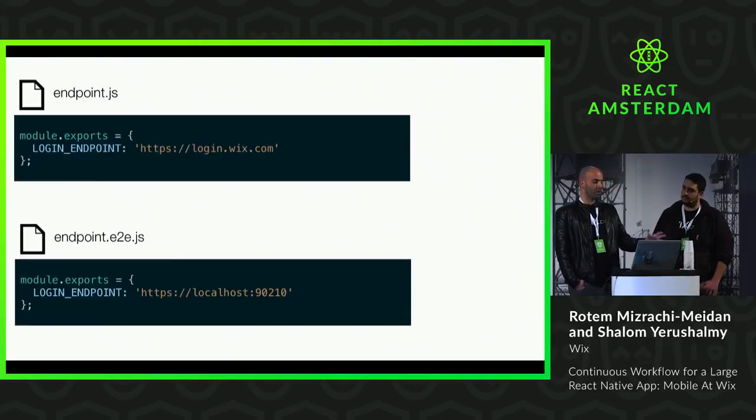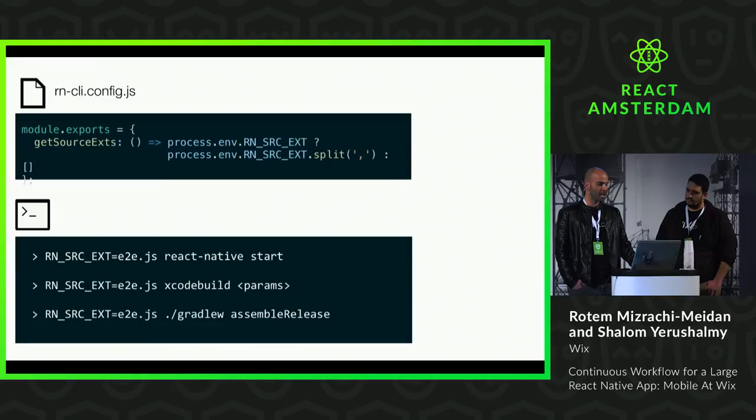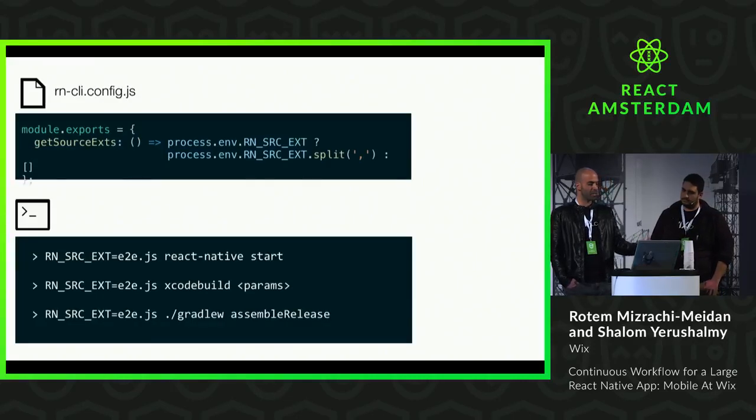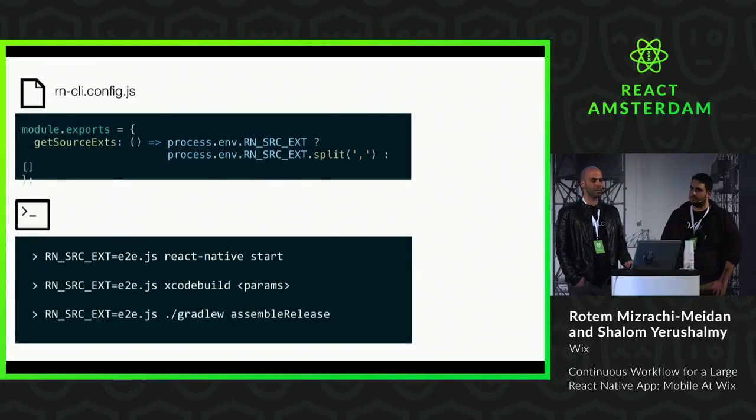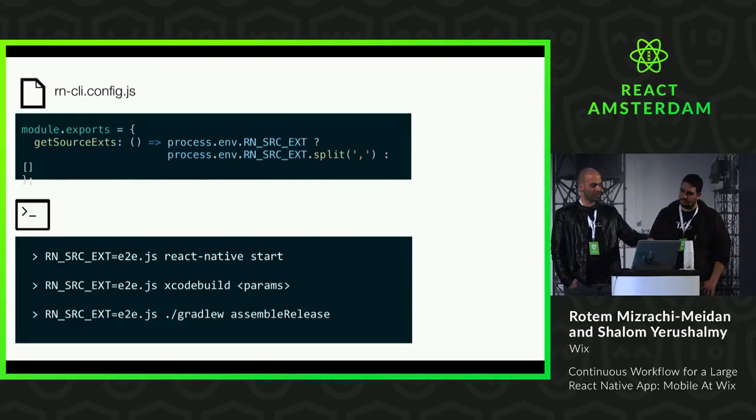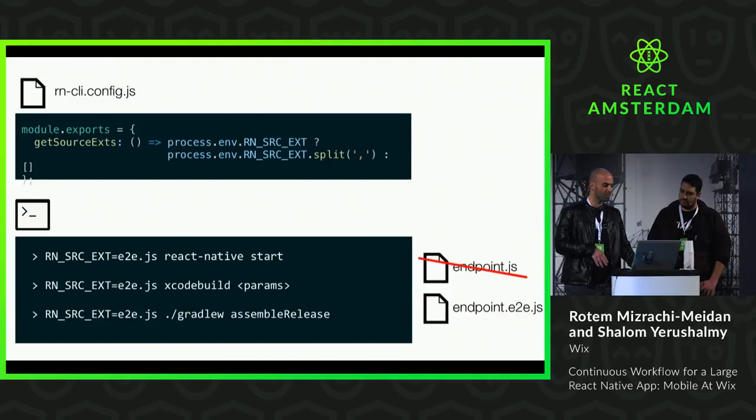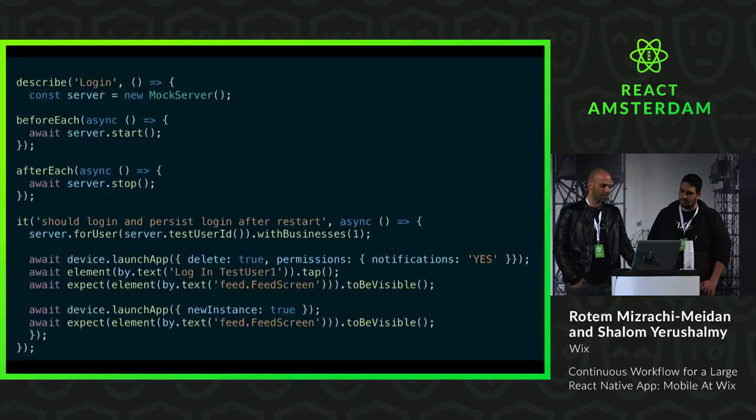So we're setting the mock endpoint in endpoint.e2e.js. This will replace the one in endpoint.js. And then we're adding a certain configuration to rn-cli.config.js, to the getSourceExts setting. This will prioritize any given source extensions over the default ones, by triggering each of these commands on the bottom of the screen. The bundler will take the e2e.js over .js. So instead of bundling endpoint.js, we just bundle endpoint.e2e.js.